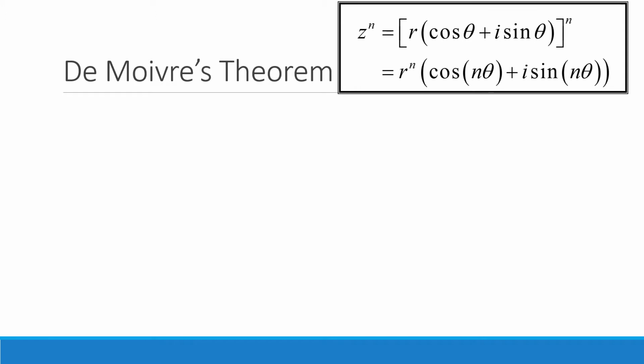De Moivre's theorem states that a complex number in its modulus argument form, when raised to the power n, gives the results as shown on the top right hand corner, where the modulus is raised to power n, and its argument, which is the angle, is multiplied by n.